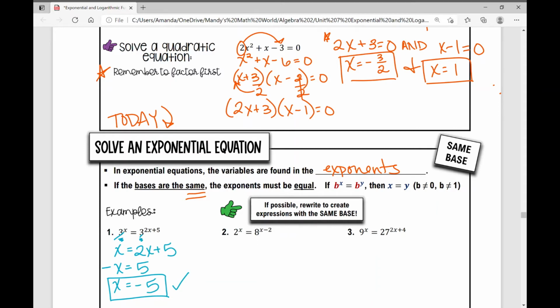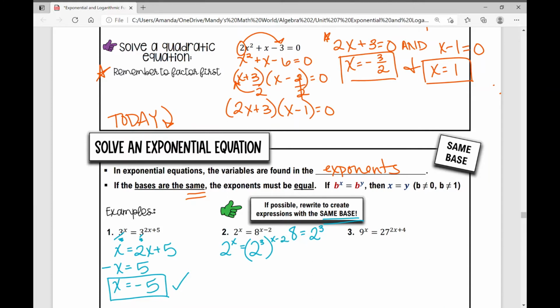So at first glance, I notice that these expressions do not have the same base. But what I always want you to do first is try to rewrite your expressions so that you create expressions with the same base. So I can actually rewrite 8 to be 2 cubed, so that I have a base of 2, which is the same base that's on the other side of my equal sign. So now, 2 to the power of x equals, I can rewrite 8 as 2 to the power of 3, and then I'm going to raise that to x minus 2.